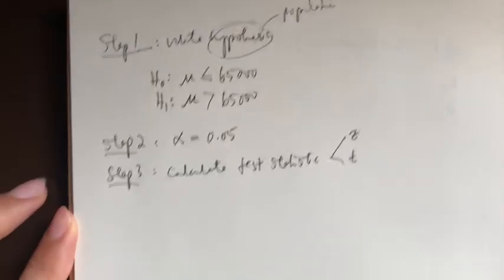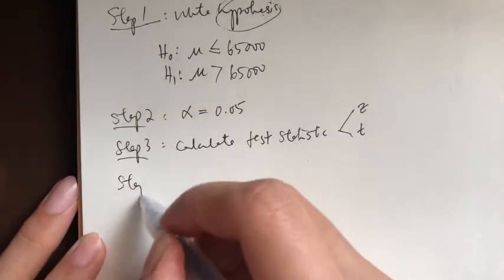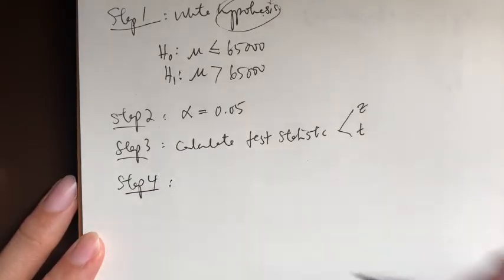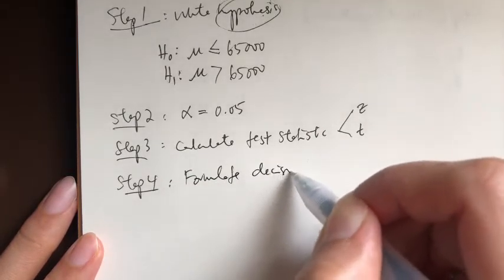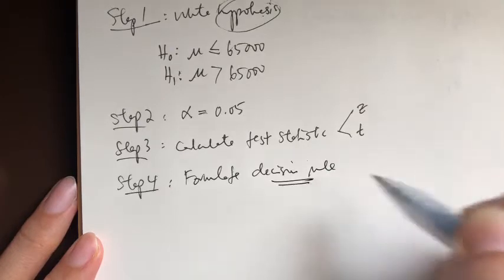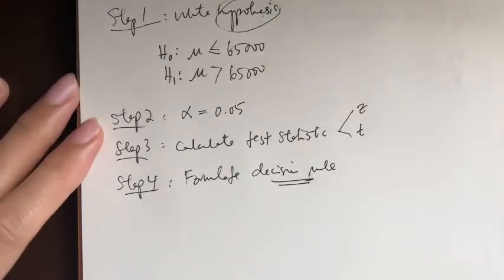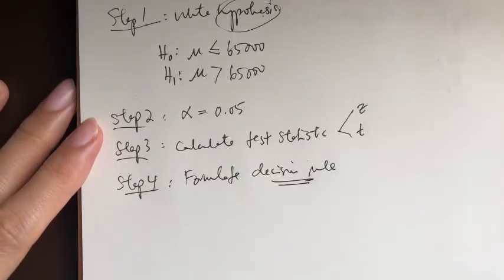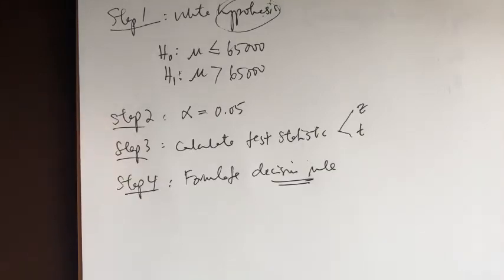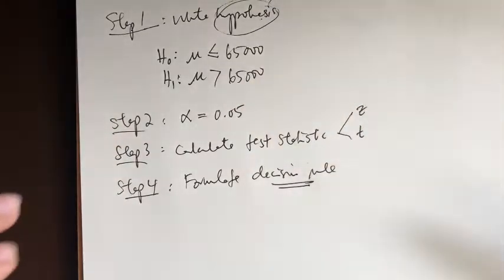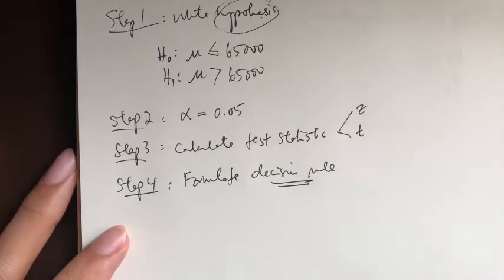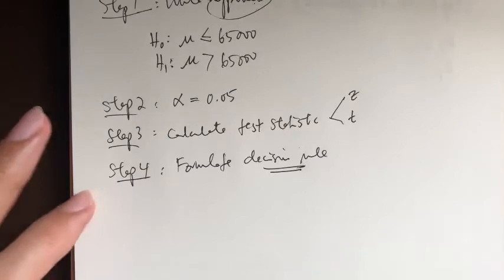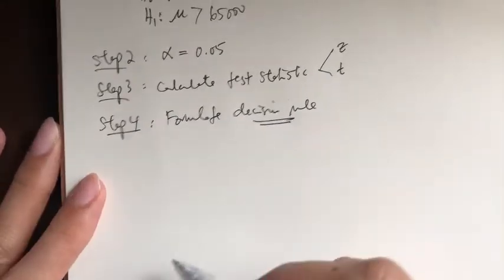Moving on, we need to do step number 4, which is to formulate the decision rule. We have to write down what our decision rule is. Remember, what is the decision rule? The decision rule is a condition that we write to guide us whether to reject the null or not reject the null. In this case, we need to do some sketching. This is the only time that we're going to be sketching anything. So what are we going to sketch?